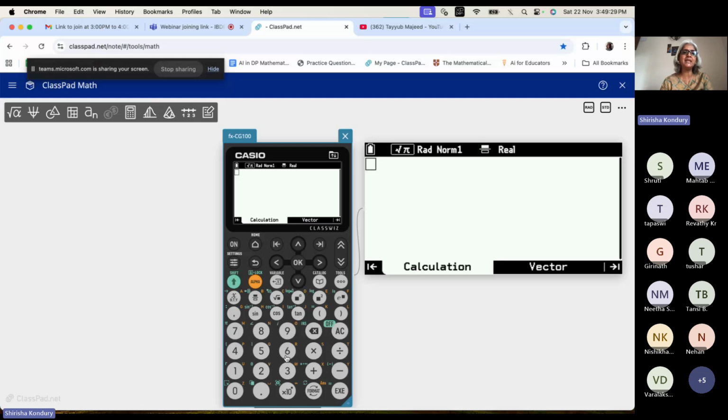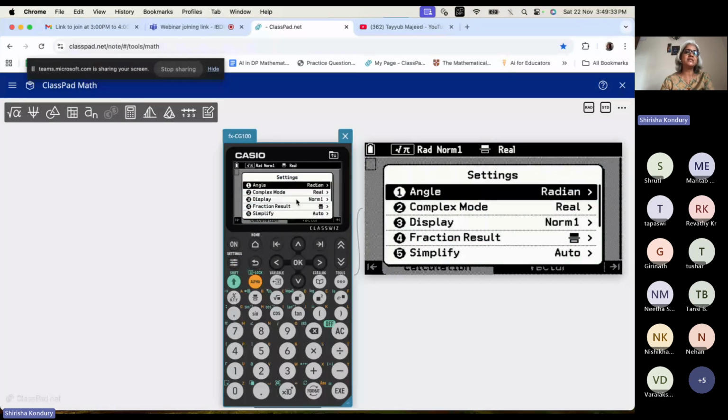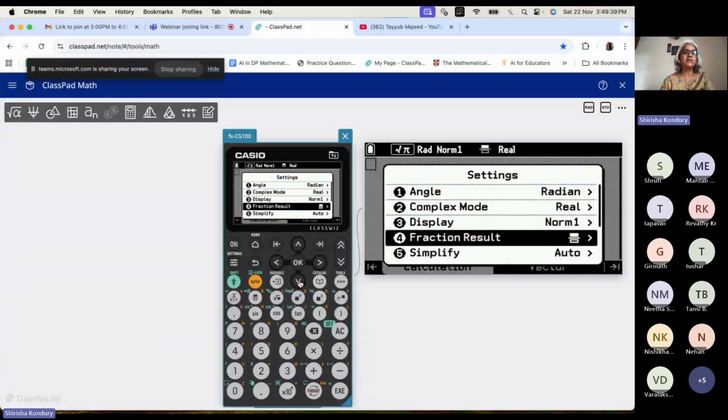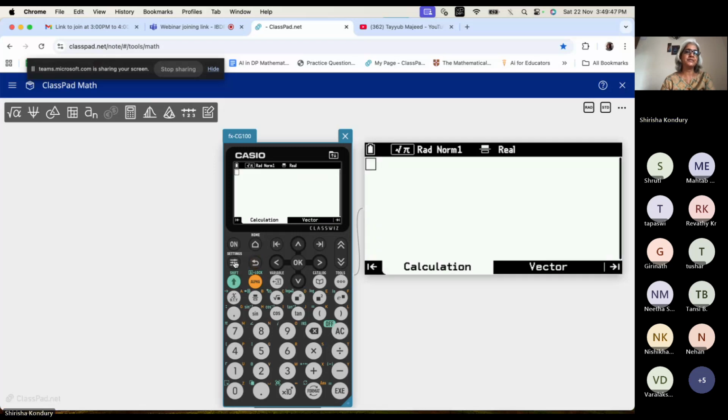Otherwise, the remaining keypad is very similar. Settings is again a place where you can set your angle. You can choose whether you want complex numbers or not, your display, fraction mode, and everything else. So all those options that you earlier did, whether you want to keep derivative on or off, are in this settings thing. Earlier that used to be in our menu, right? Shift menu was the option in the fx-cg100. Right now we have a separate thing.